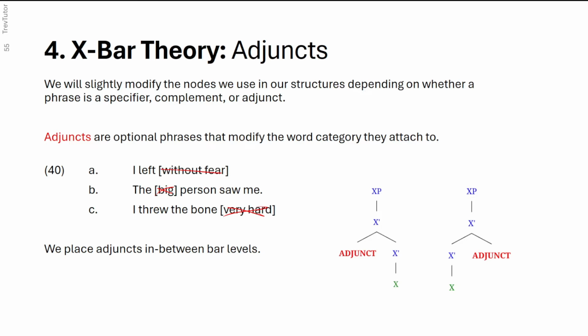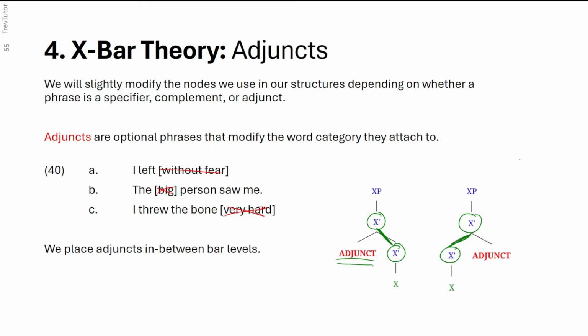Now, specifically, we place adjuncts between bar levels. So this means if we want to incorporate an adjunct into our structure on the left or right, it needs to be between two bar projections. The reason for this is that because it's between two bar levels, this tells us it is an adjunct, that it can be removed, it's optional. So whether the adjunct appears on the left or the right, it is going to be between two bar levels.